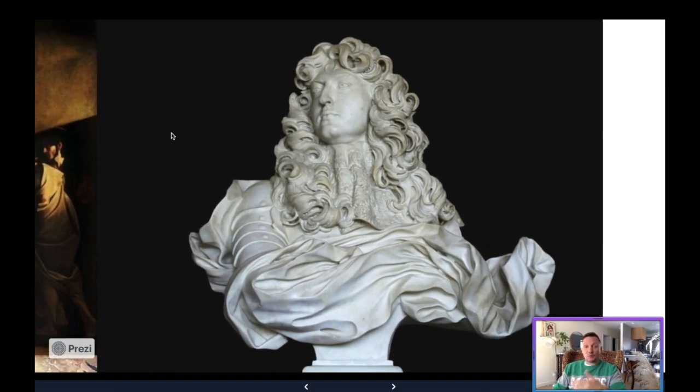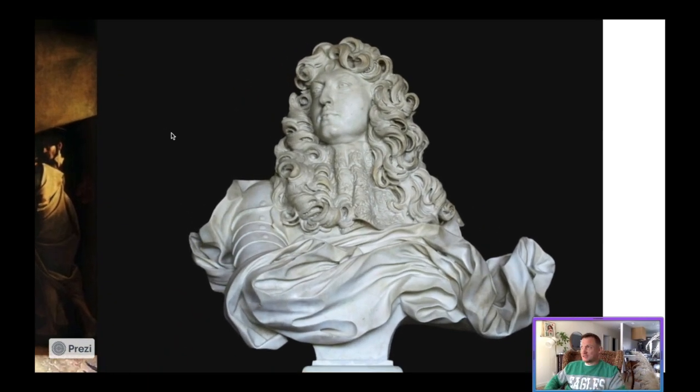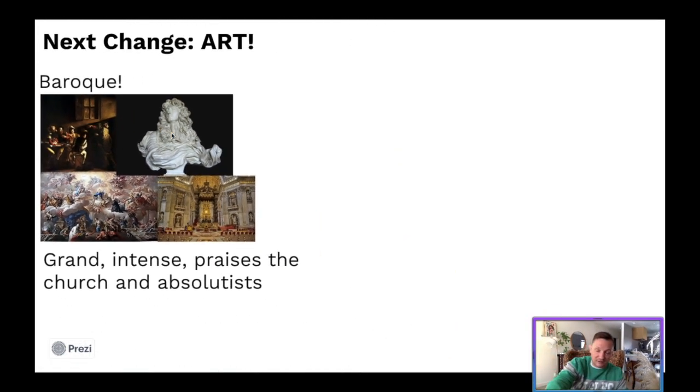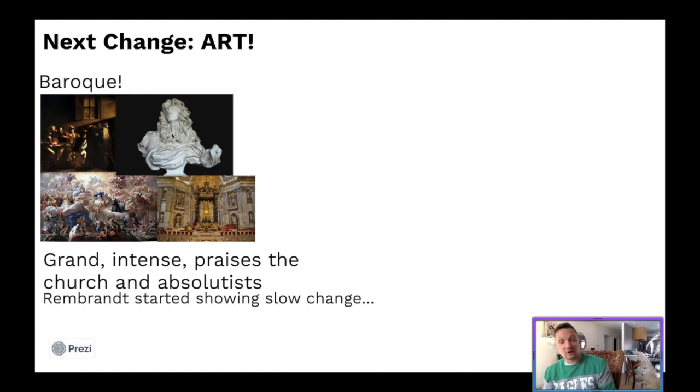This is by Bernini as well. This is actually a sculpture of Louis XIV, showing his magnanimousness and his intensity and his really, really over the top looks. And also we know as well the best Baroque architecture is none other than the Palace of Versailles. So the thing about Baroque architecture, though, is you're going to see it starting to slowly change, because it began to actually tone itself down a little bit.